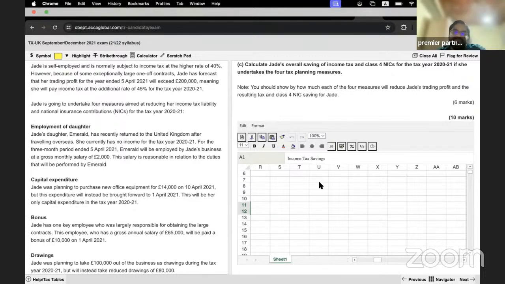Are you okay, Razi? Right. Then capital expenditure. What would be the impact that this capital expenditure, advance purchase of this particular asset, office equipment, what kind of an impact will that create on Jade's tax adjusted trading income?